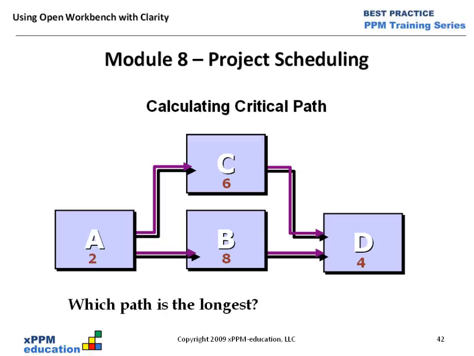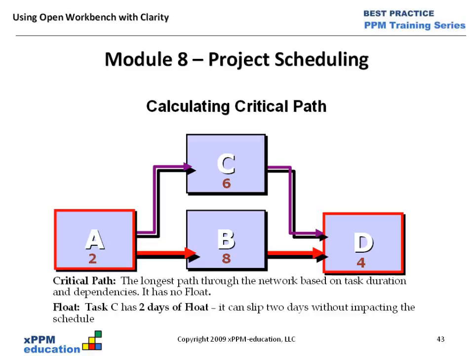So the bottom path is the critical path because it's the longest. It's 14 days long. The upper one through C is not the critical path. It's only 12 days long. And in fact, because of that, it has 2 days of float, which means that you could take 2 days longer on path C and not affect the end date of the project. So that's the basic simple look at critical path methods, critical path calculations. It is actually much more complex than that, and fortunately, Clarity does it for us.